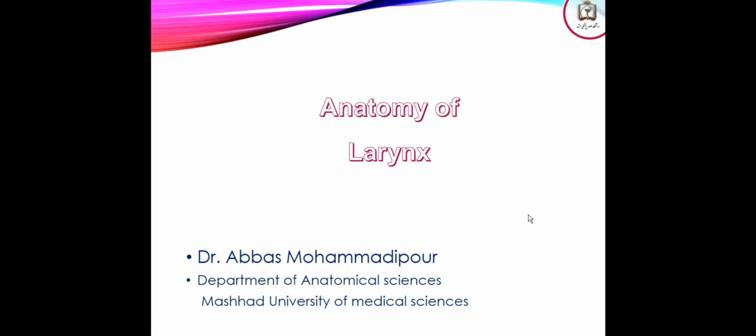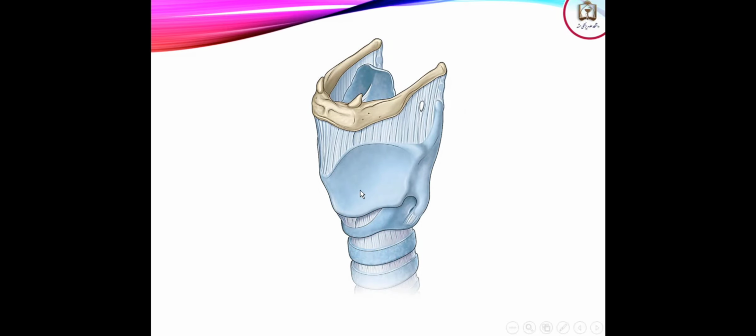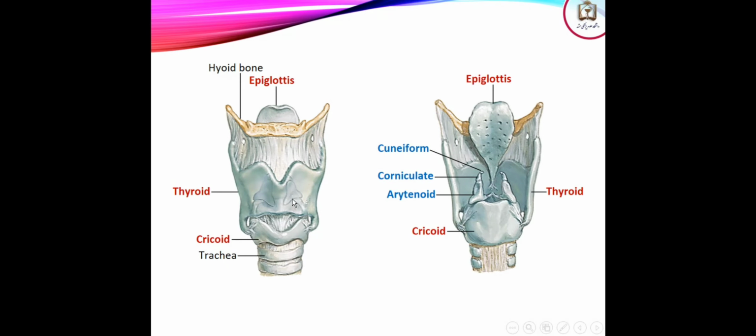Well, in this video, I'll teach you the anatomy of the larynx, an important structure in the anterior part of the neck, containing several cartilages, muscles, and ligaments. The larynx consists of 9 cartilages. Here you see the larynx from its anterior aspect, and here is its posterior aspect.